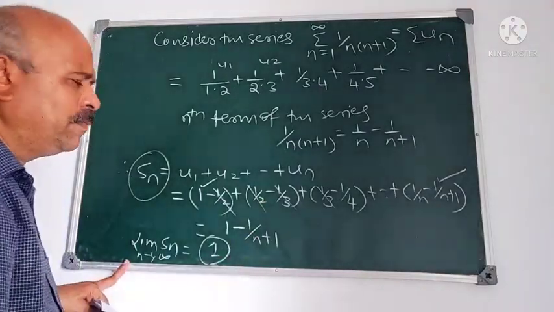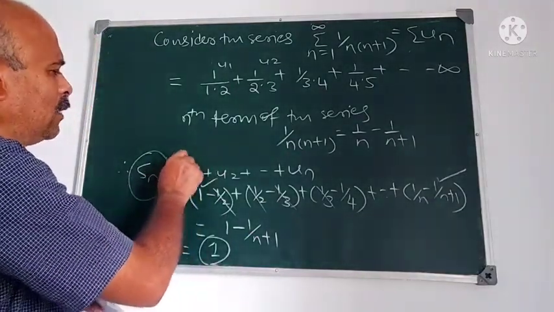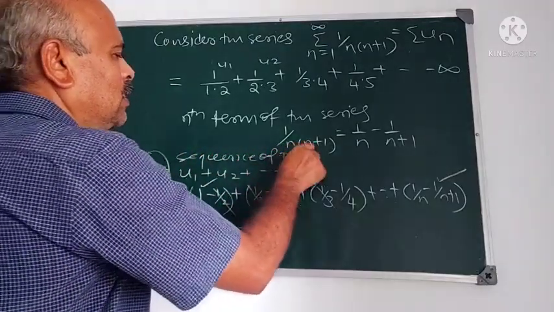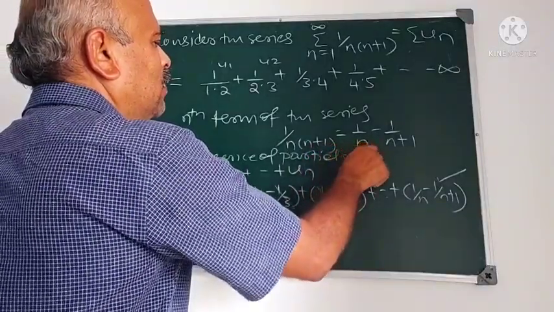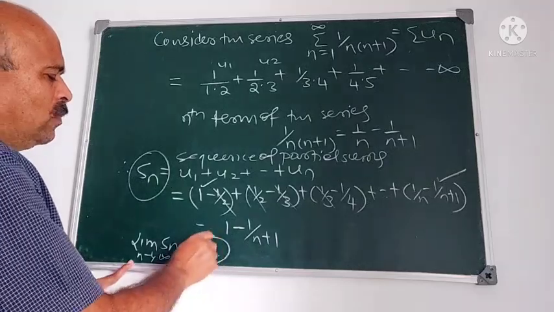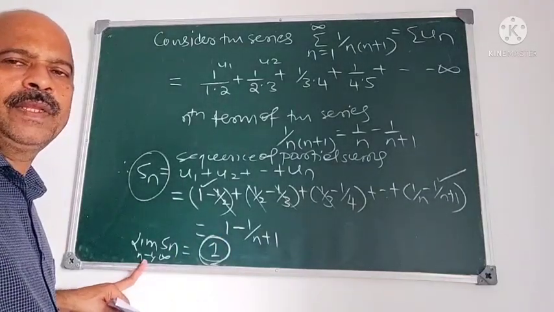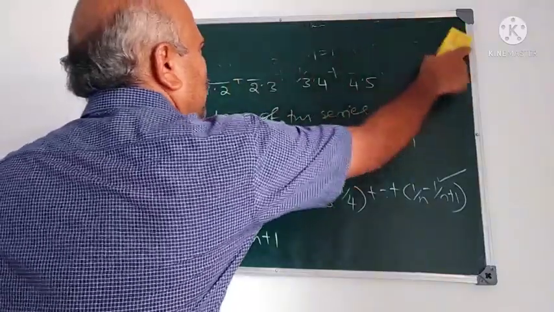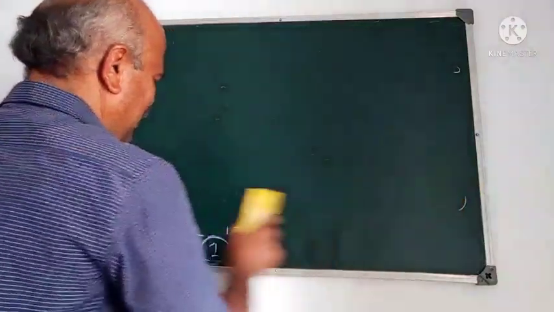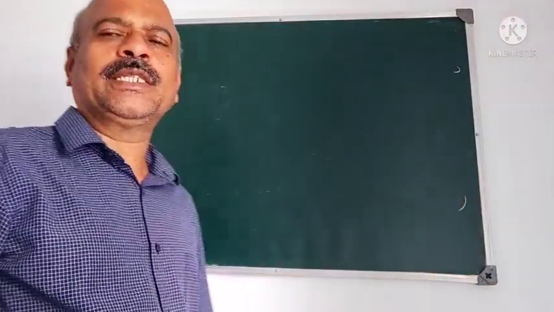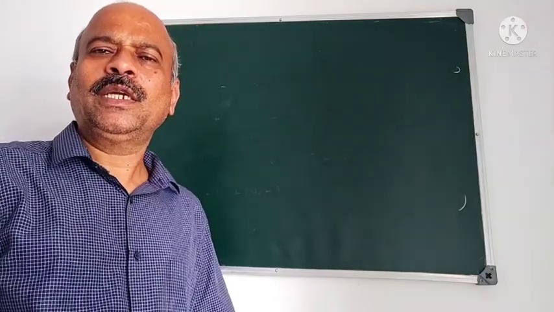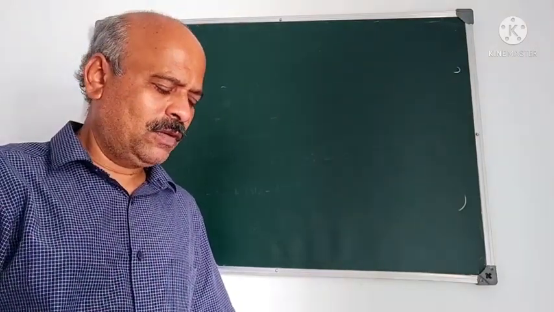So what is your conclusion? The sequence of partial sums converges. Therefore, this given series converges. And what is the sum of the given series? 1. That is the meaning of the series. How to define a series? If un is any sequence, then u1 plus u2 plus etc. to infinity is called a series. When do you say that a series converges? If the sequence of partial sums converges.